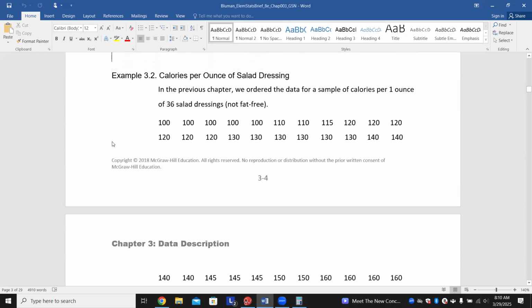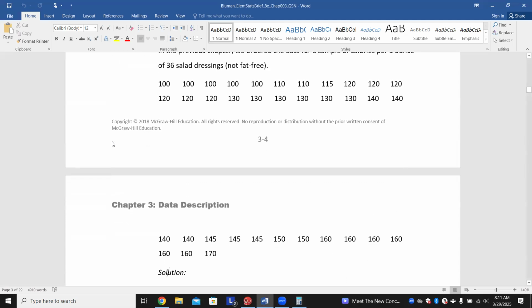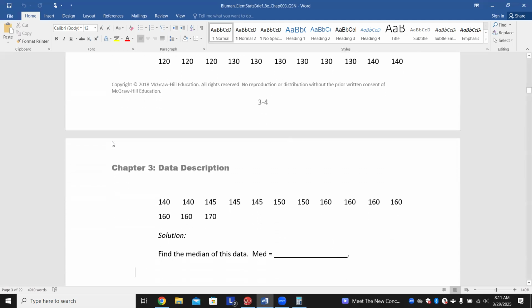All right, so in example 2, we're going to look again at that calories per ounce of salad dressing. So in the previous chapter, we ordered the data for a sample of calories per 1 ounce of 36 salad dressings. So we did this work already. We're not going to have to do it again. So it's a nice order for us. And we're going to find the median of this data.